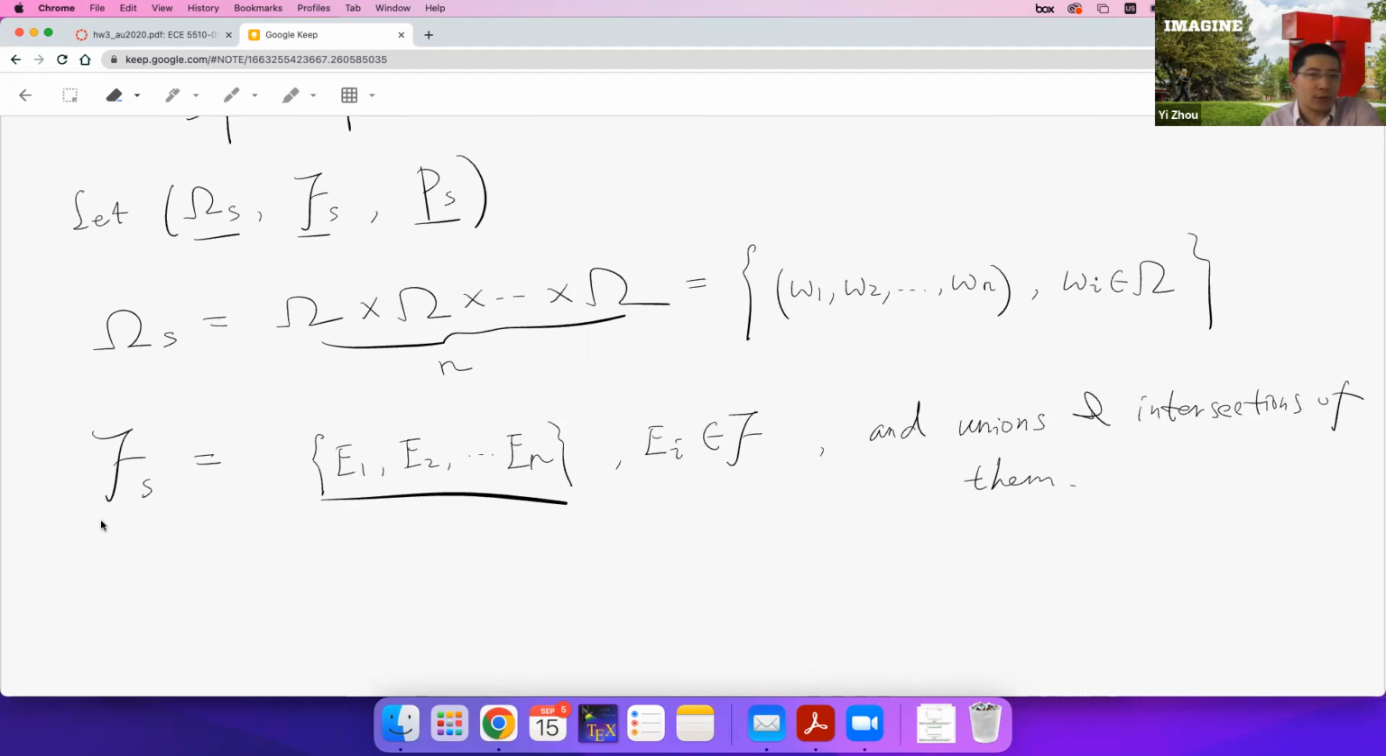And in order to form a proper sigma algebra, in addition to this, we need to consider collecting all these possible concatenated events. And then to complete a sigma algebra, we need to consider all the possible unions and intersections, and include them into the sigma algebra. Okay.